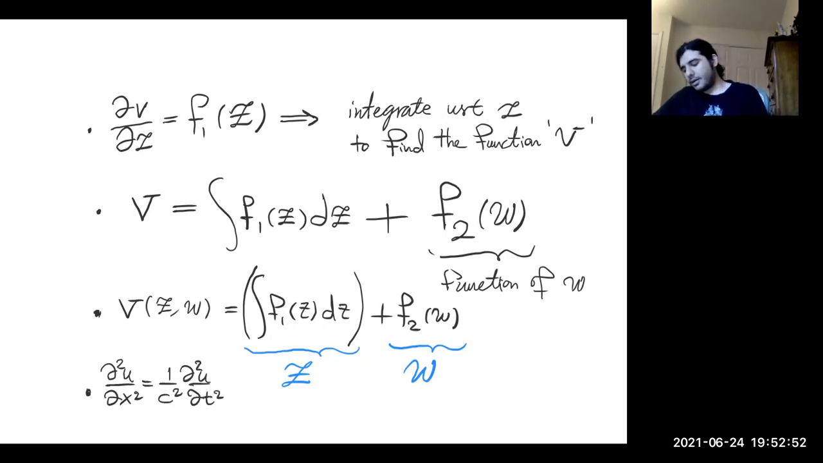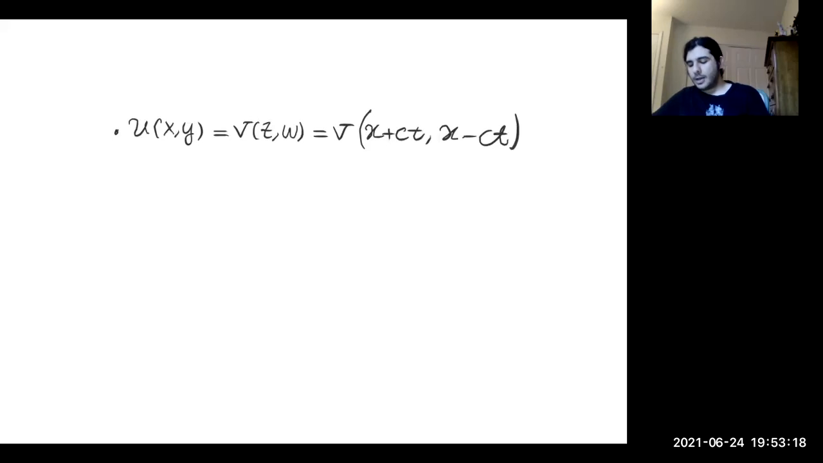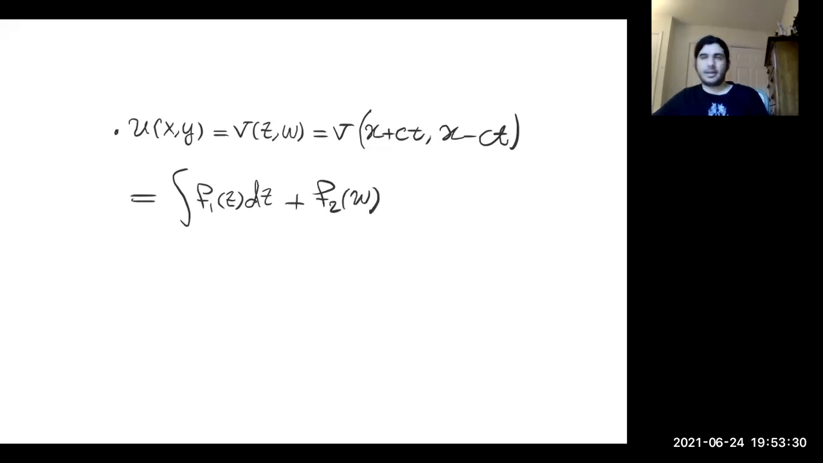But that's not hard. We remember that u of x and y is equal to v of z and w. And I also know what z is: z is equal to x plus ct, and w is x minus ct. We can now compute this, because v is equal to the integral of f1 of z dz plus f2 of w. I can just plug in z and w with the things we have here.